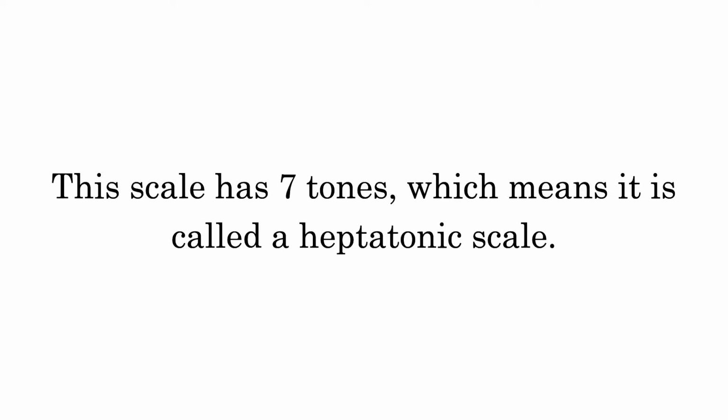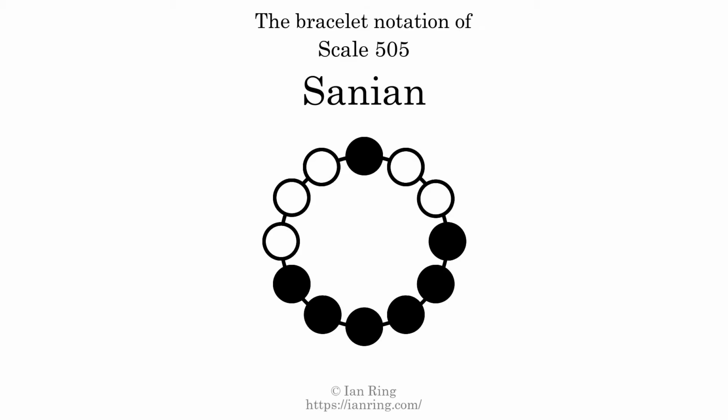This scale has 7 tones, which means it is called a heptatonic scale. This is a bracelet notation diagram of scale 505. The shaded circles represent tones that appear in the scale, and they are read clockwise, starting at the top.